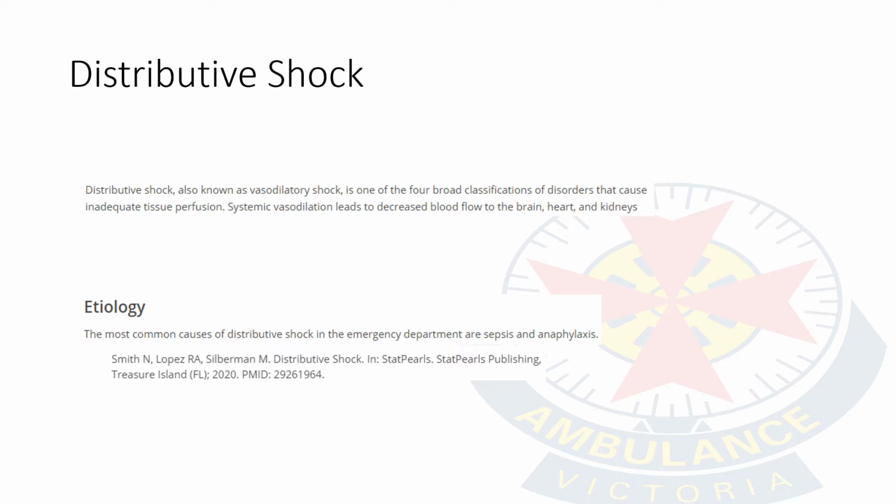Looking into shock and distributive shock specifically, we can easily find definitions, and the general classification comes down to decreased tissue perfusion caused by relative hypovolemia stemming from systemic vasodilation. The decreased blood flow leads to inadequate tissue perfusion to vital organs, and as the etiology shows, one of the most common causes of distributive shock presenting to emergency departments is anaphylaxis.